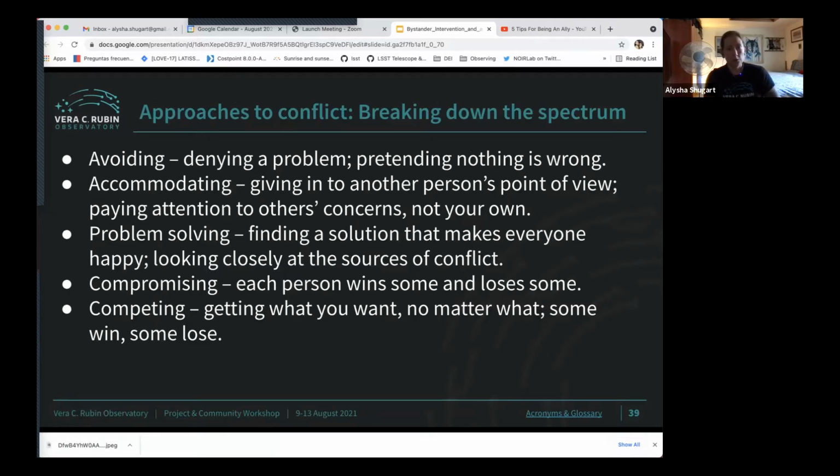Accommodating, also giving in to another person's point of view, paying attention to their concerns, not your own, that's great. But also for sustaining long-term, difficult. Problem solving, of course, is finding a solution that makes everyone happy, or compromising. And of course, competing, right? This more aggressive nature, getting what you want no matter what. Some win and some lose.